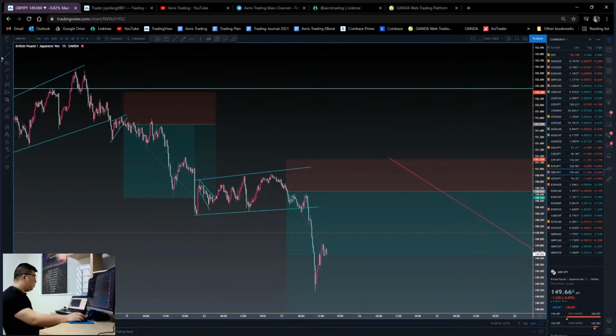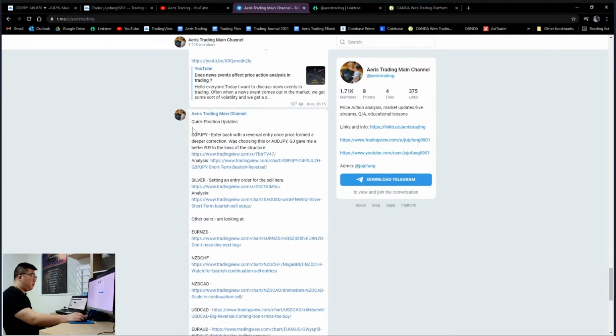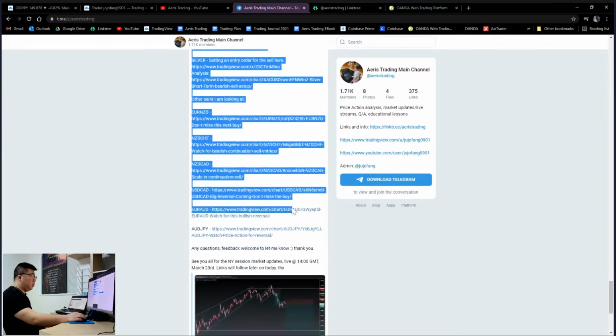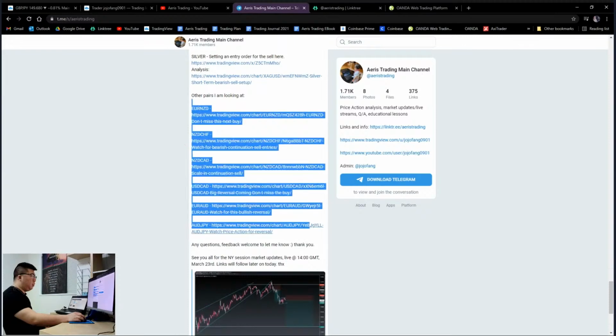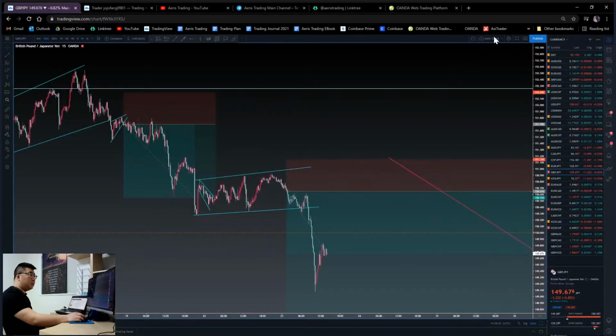Let's get started. Dollar yen all moved. I hope some of you caught that, because I've been talking about that in my group. I've been telling you about these pairs that were happening before I went to sleep. Most of them played out pretty well, so I hope you caught some of these.